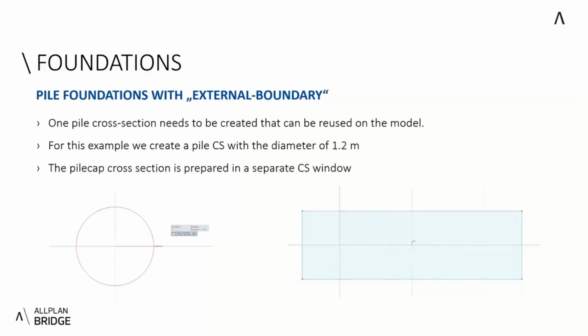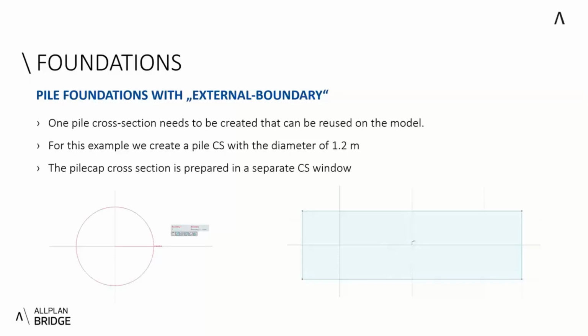Of course, we also need the pile cap. And this pile cap is also prepared in a separate cross-section window. We have defined some values. I think the whole width of this pile cross-section is around 24 meters. And the height, in this case, which will be in the local y direction, will be around 7 meters.